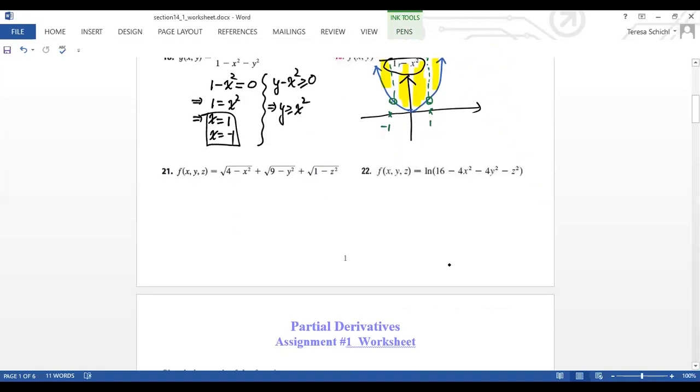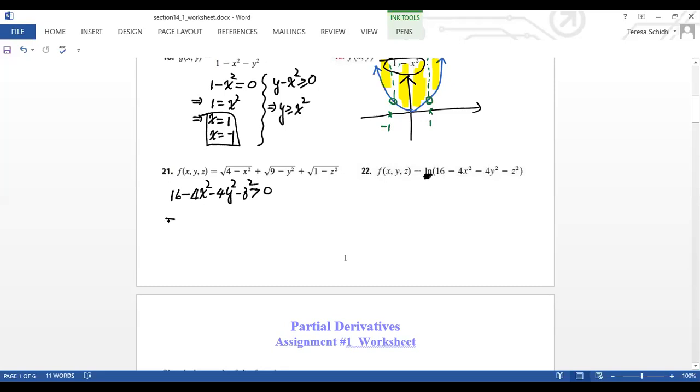The other ones here, this is in R4. So I know my domain is going to be in R3. And since this is a natural log function, what do we say here? That means everything inside the natural log has to be what? Greater than 0, right? So this is 4x minus 4y minus z squared. This one has to be greater than 0, cannot be equal to 0, right?